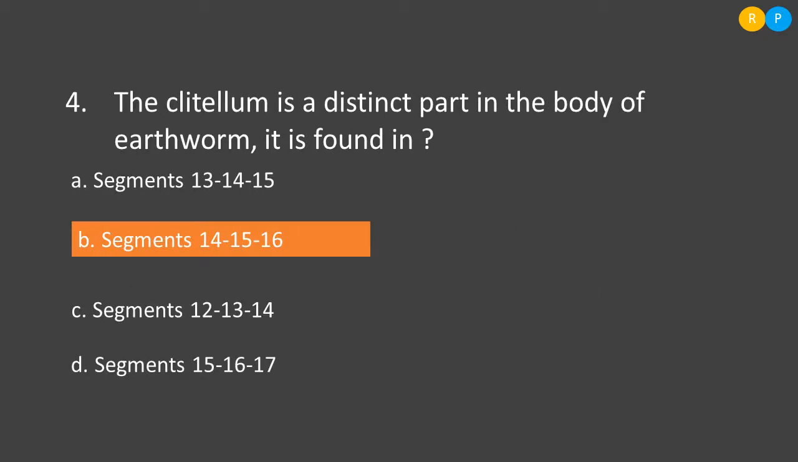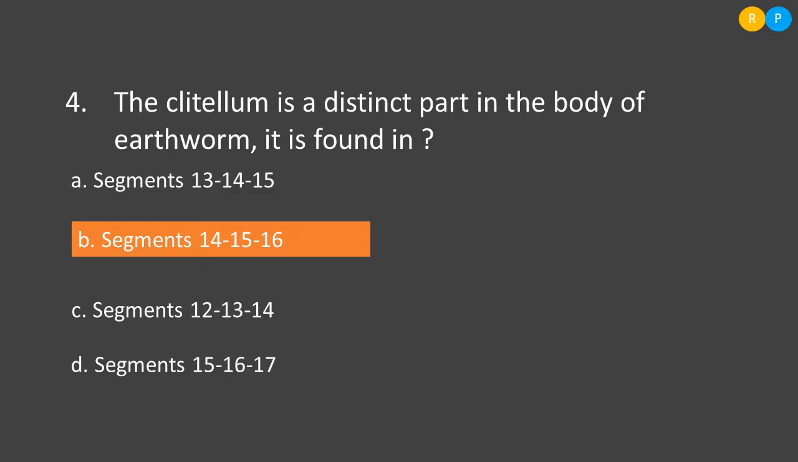Is the fourth question. The clitellum is a distinct part in the body of earthworm. It is found in. So earthworm, we know it is a segmented organism. In each of the segments, the animal will have some organs for different kinds of function. Say for example, locomotory organs will be present in some of the segments, and reproductive organs will be present in some of the segments, like that.